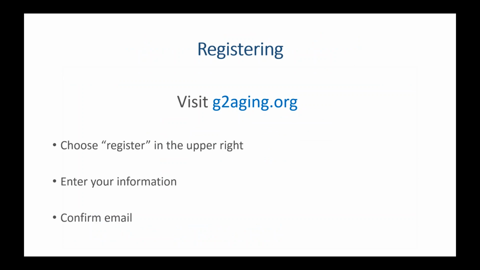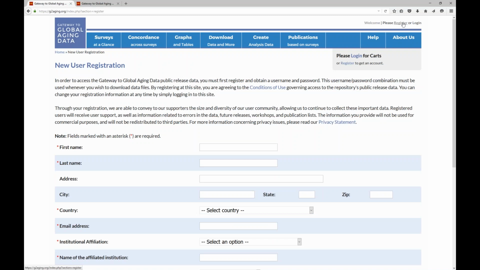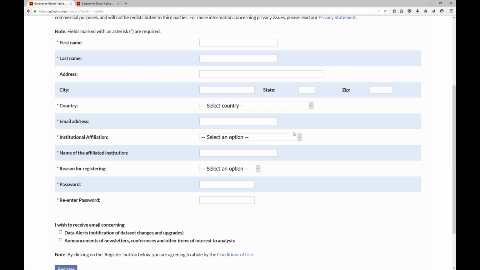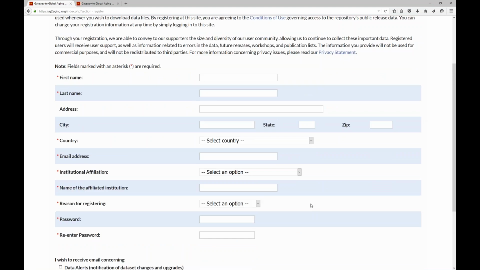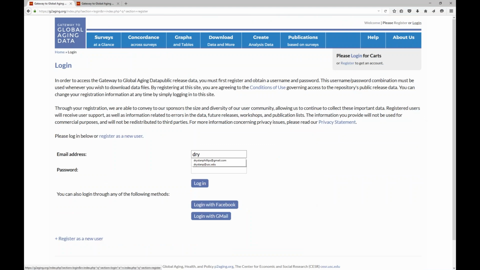So everything that we've looked at so far does not require you to be registered to use this site, but we do encourage you to register, and everything that we will look at from here on will actually require you to be registered. And registration is very simple. You can just click on register here at the top right. You'll just provide your name, your country, the institution you're affiliated with, and just let us know why you're registering. We just have a couple options here. Again, everything is free of charge. And once you register, we'll send you an email just to confirm your email. And that's all registration takes.